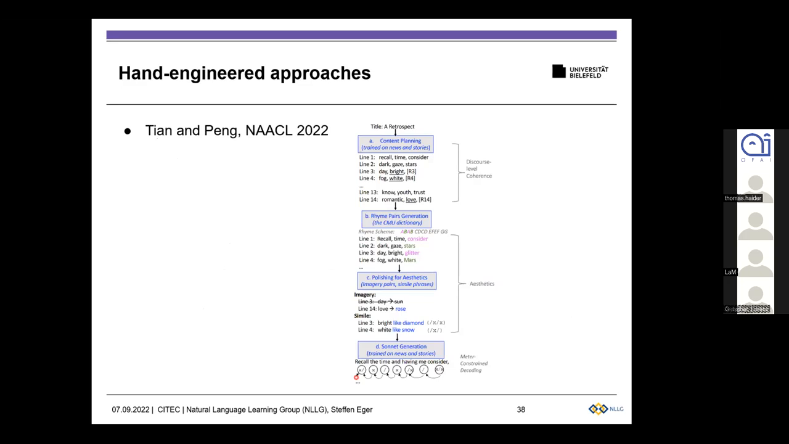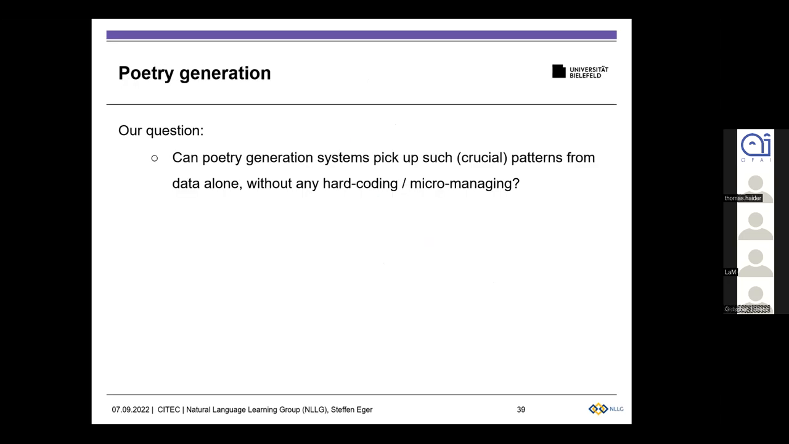Here's yet another paper from 2022. It's even more complex, even more micromanaging. There's discourse level planning, then there's how do we generate rhymes, then we also need to polish the generated poem for aesthetics, etc. So as we can see, there's a lot of micromanaging and a lot of intelligence that is transferred from the model to the modeler. So we ask the question, can poetry generation actually pick up such crucial stylistic patterns from data alone, without any hard coding or without any micromanaging?